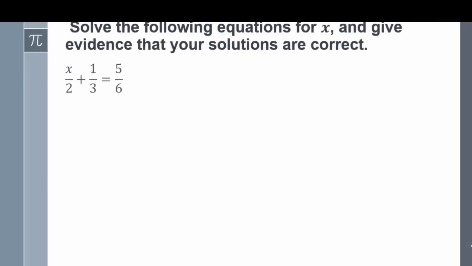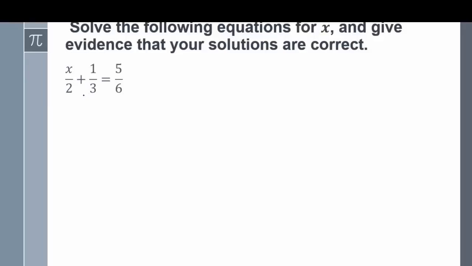Example 1. Solve the following equation for x and give evidence that your solutions are correct. Before we can multiply to get rid of the denominator, we need to make sure that our denominators on both sides of our equation are the same. I have x over 2 plus 1/3.